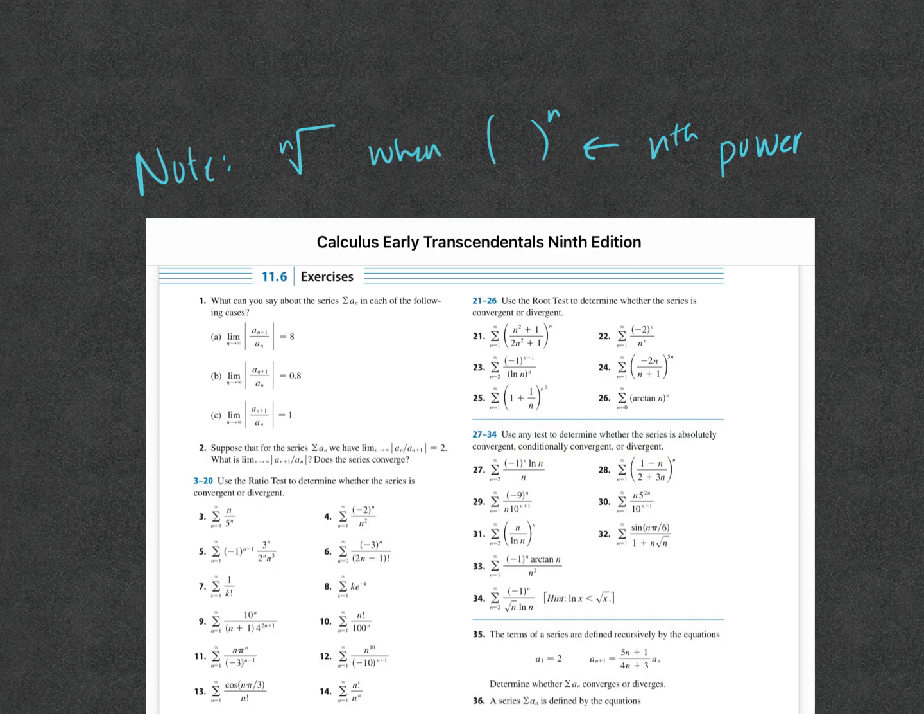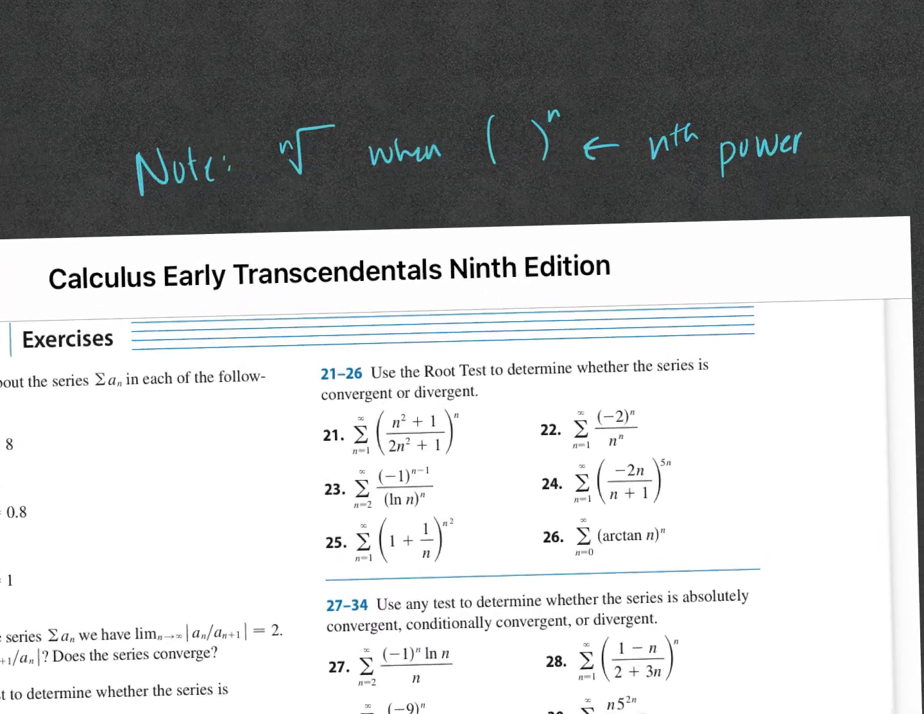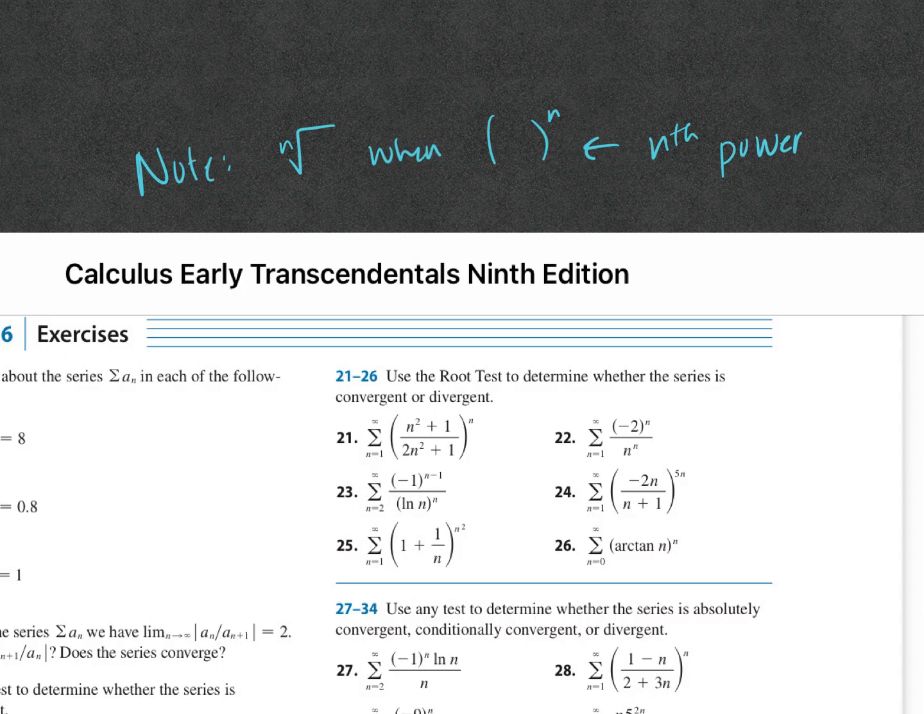Before we look at some problems, I would like to make a note that you can only take an nth root when there's an nth power. The root test only works when there's an nth power. So let's say you have everything to the power of 3, you cannot use the nth root there. So let's look at some problems and decide if the nth root applies or not, and then we'll come back to doing some. Now these right here, 21 through 26, say use the root test. If you look at them, everything is to the nth power, so the root test will apply.